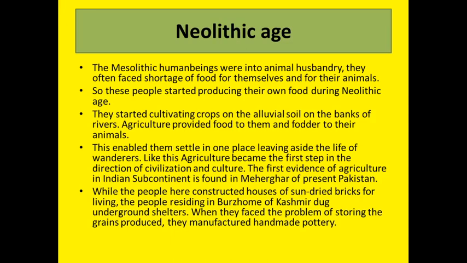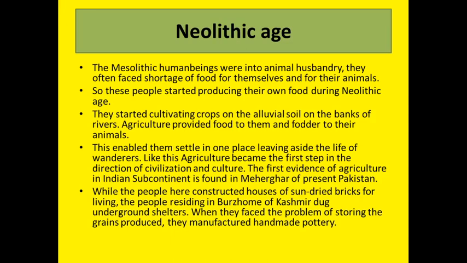They started cultivating crops on the alluvial soil on the banks of the rivers, which was very fertile to grow crops. So agriculture provided food to them and fodder to their animals. This enabled them to settle in one place, leaving aside the life of wanderers. Like this, agriculture became the first step in the direction of cultivation and culture.